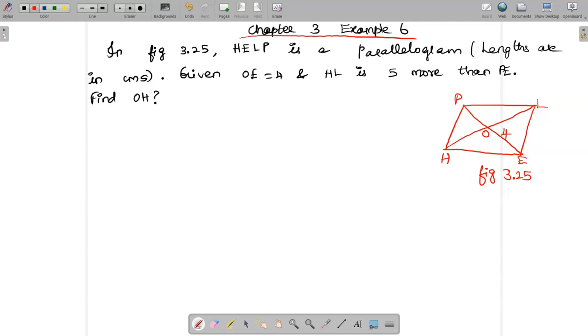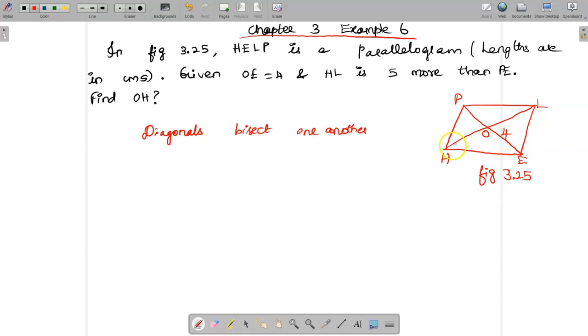Okay. And we know the three main properties of a parallelogram. What are the properties? Opposite sides are equal, opposite angles are equal, and adjacent angles are supplementary, right? Apart from this, we have one more property of the parallelogram: the diagonals bisect one another. Here PE is one diagonal and HL is another diagonal. These diagonals bisect one another.